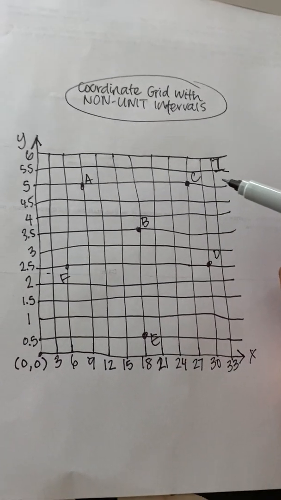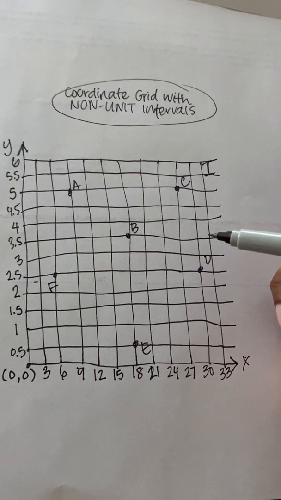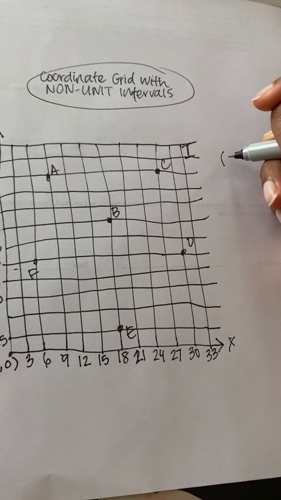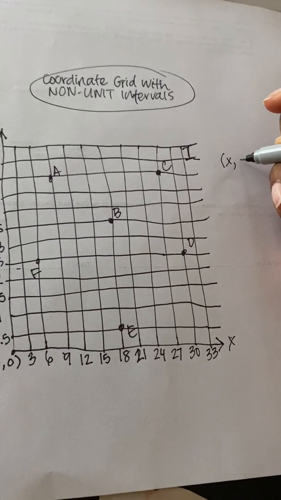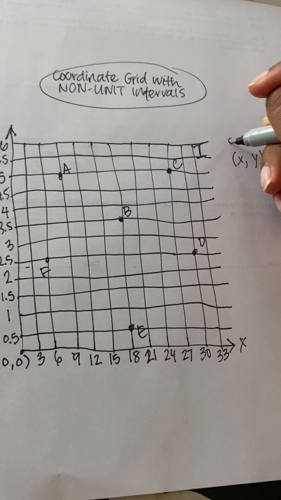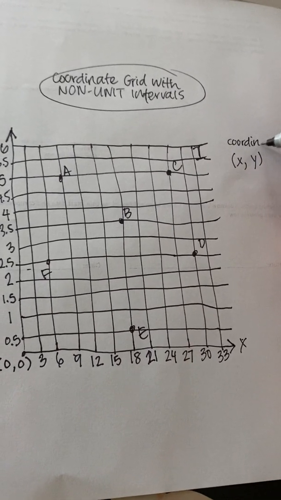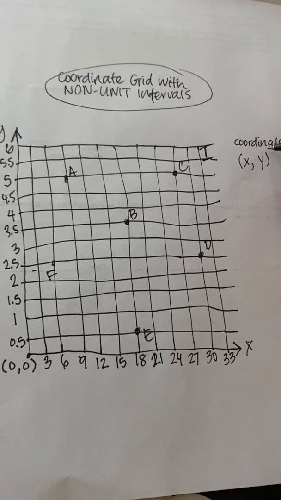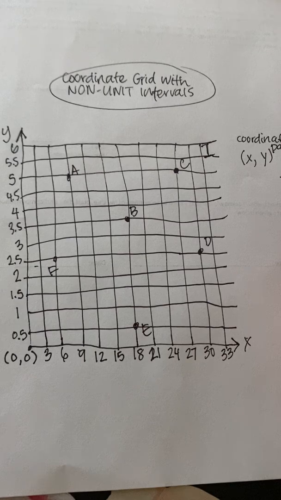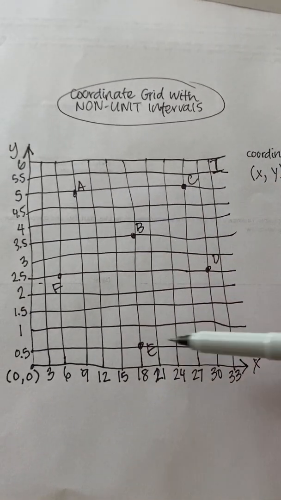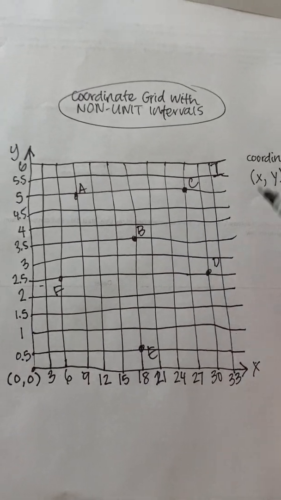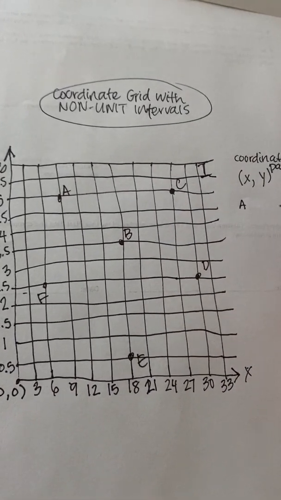Now that you've named them, you want to label them with its coordinate pair. Remember that a coordinate pair is always open parentheses, x, comma, space, y, close parentheses. This is the format of every coordinate pair. Okay, now to label each of these coordinate pairs, you can label them right next to the name of the point, or you can make a list right on the side over here.